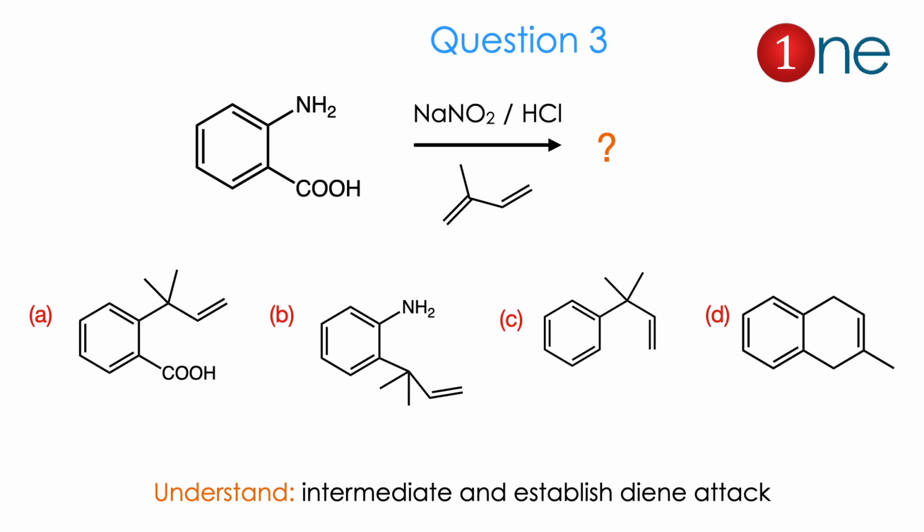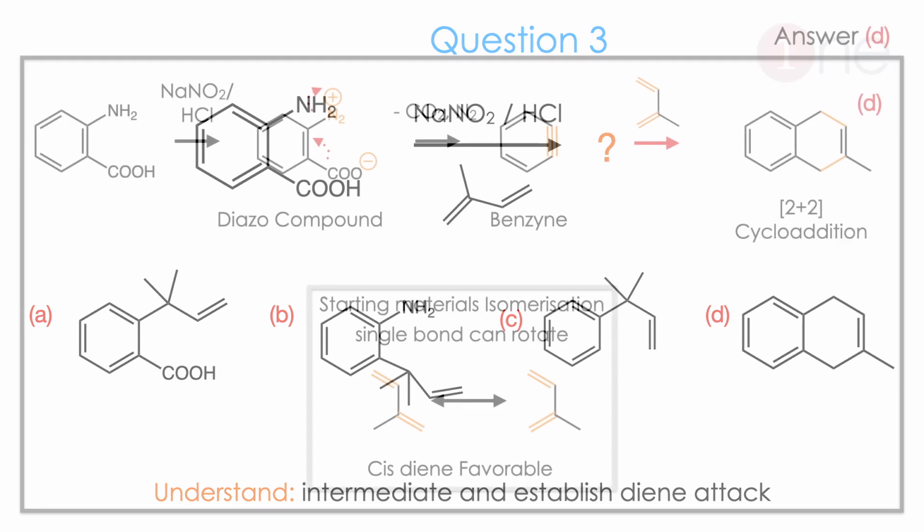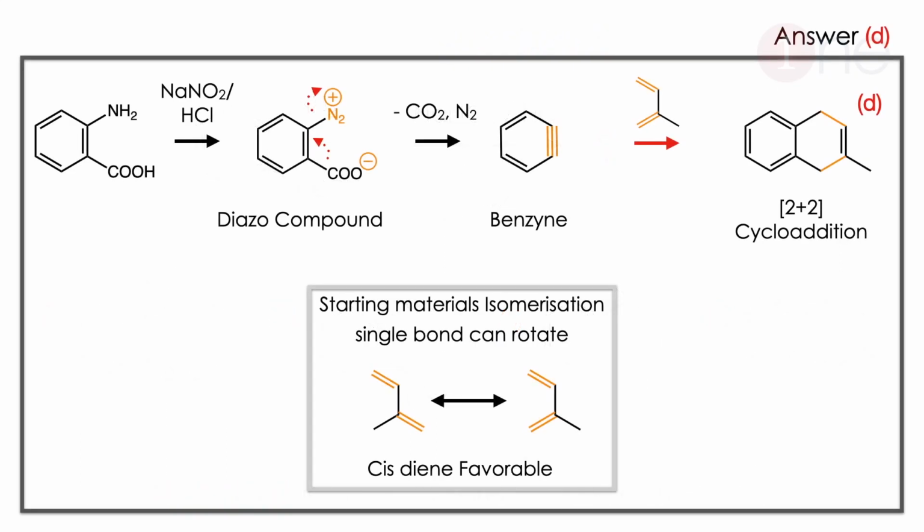The next question is on an amino acid. Then you have NaNO2 and HCl, which is a diazotization reagent. Then you have an alkene there. So what will be the product here? You have to guess the product. You have to guess the intermediate and establish this kind of diene attack. Let us see why.